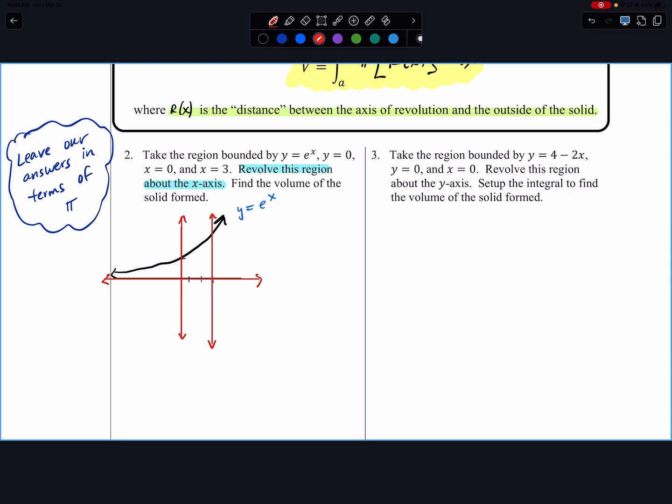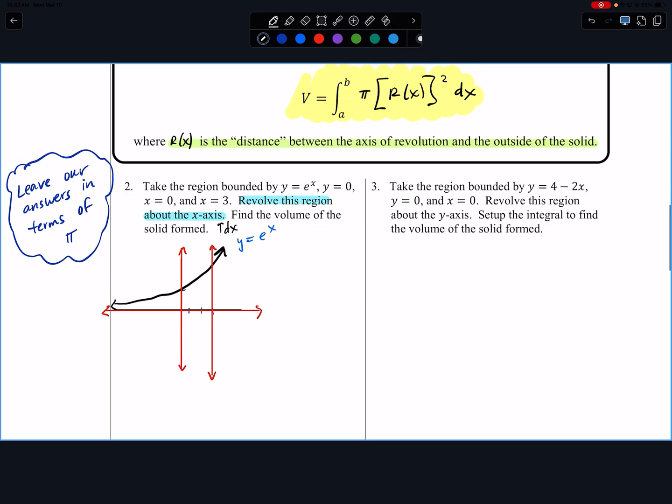Because what are we spinning it around? The x-axis. So this is important because whatever axis it says that you're revolving around, this means that our integral is going to be dx because it's with respect to x. Okay? So that means that we don't have to do anything extra. I don't have to solve for anything here. So the first thing that we're going to do, I'm going to refresh your memory. I'm going to scroll up real quick.